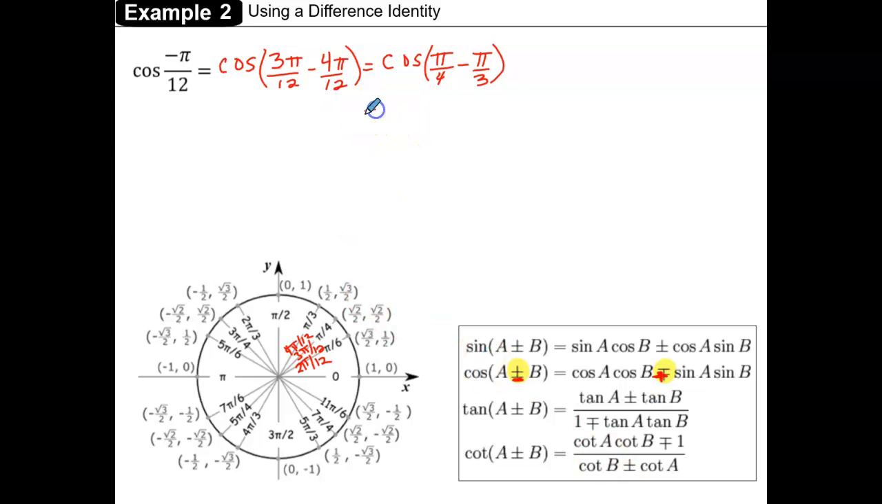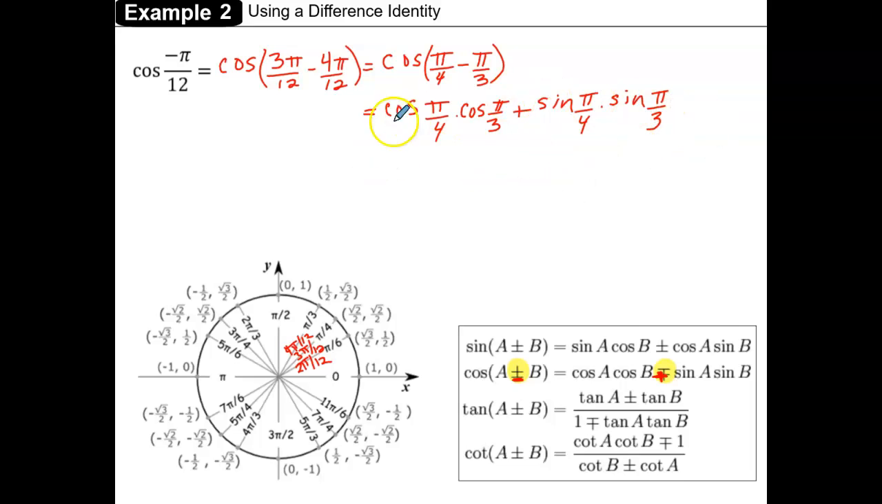So the cosine of A, which is pi over 4, times the cosine of B, which is pi over 3, and then I'm going to add the sine of angle A, which is pi over 4, and that's times the sine of angle B, which is pi over 3.